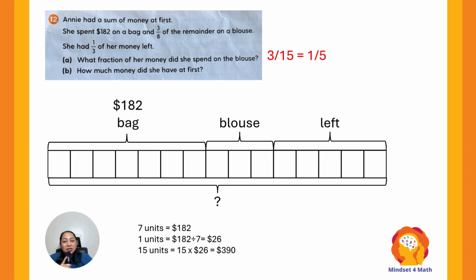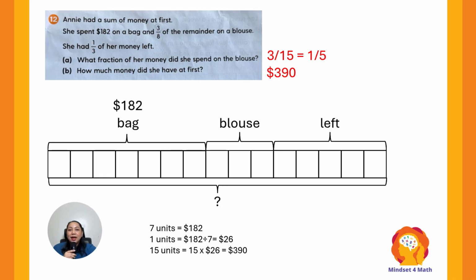To get what 1 unit is equal to, all we have to do is to divide $182 by 7, and the answer is $26. If 1 unit is equal to $26, then we can compute now for 15 units. 15 times $26 is equal to $390. Annie had $390 at first.